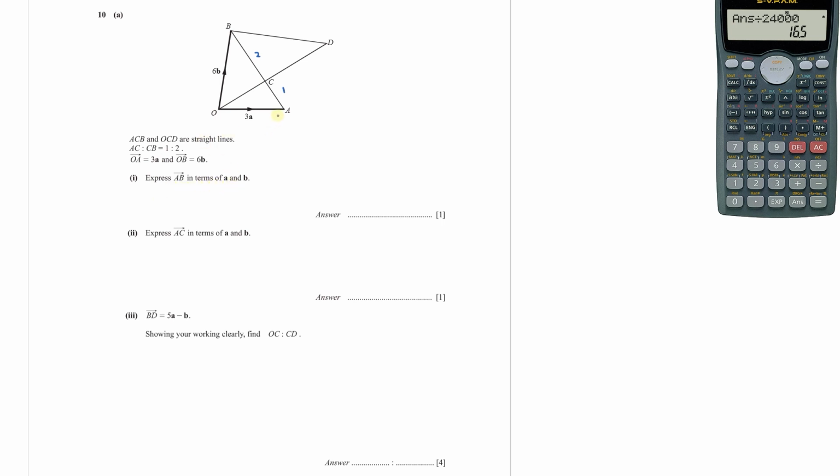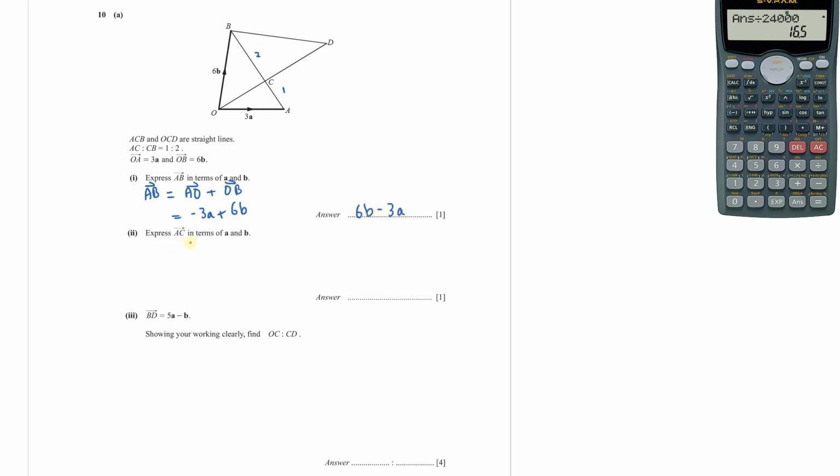So AB is this vector, AB. So using the head to tail rule, I can write AB as AO plus OB. And AO is minus 3a because OA is 3a. So in the opposite direction, this will be minus 3a plus OB is 6b. So your answer will be, you can write it 6b minus 3a.